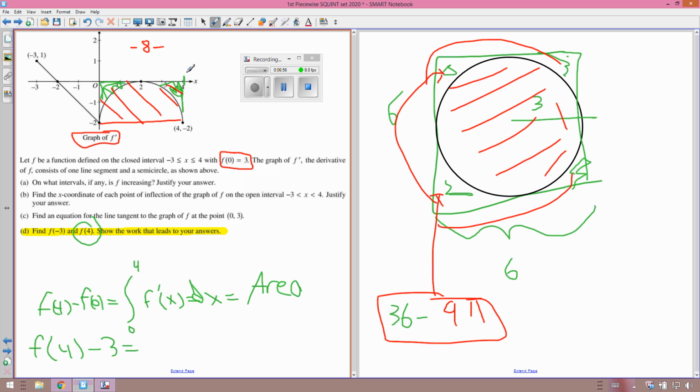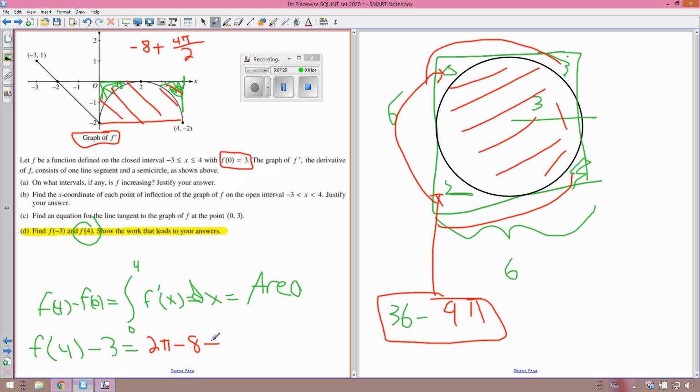So same idea, we want to find out what the area of the semicircle is. So it's going to be pi r squared, which is going to be 4 pi r squared over 2 because it's only half of a circle, right? And we're subtracting that negative area, so we have 2 pi minus 8.